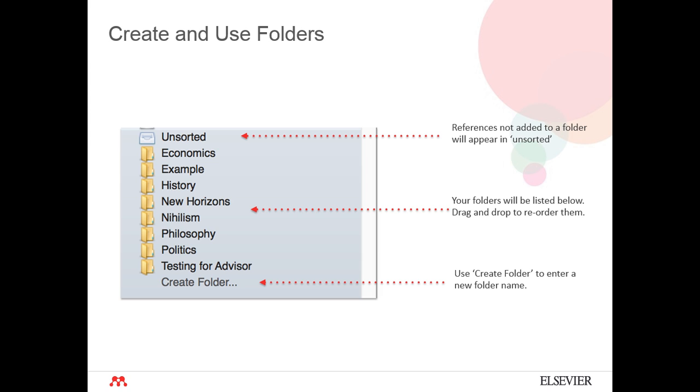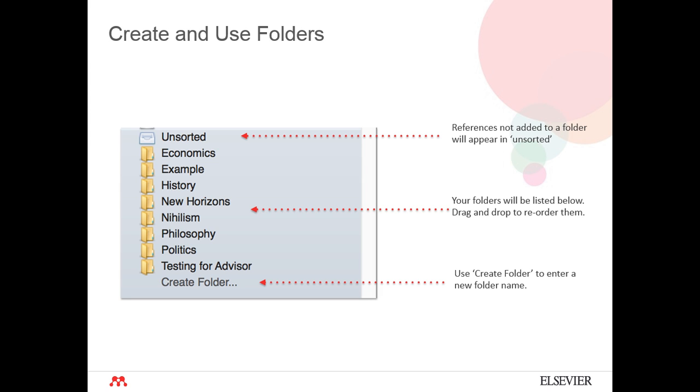And then you can also create a folder in your Mendeley Reference Manager. After you create the folder, suppose you are planning to sort by subjects. So economics is there, history is there, philosophy is there, politics is there. Whatsoever your publication lies in line with these subjects, you can move your publications under these folders, and all those references that are not added to any folder will appear in unsorted. And then your folders will be listed below. You can drag and drop to reorder them. You can directly drag and reorder all the folders in which you have kept your references.